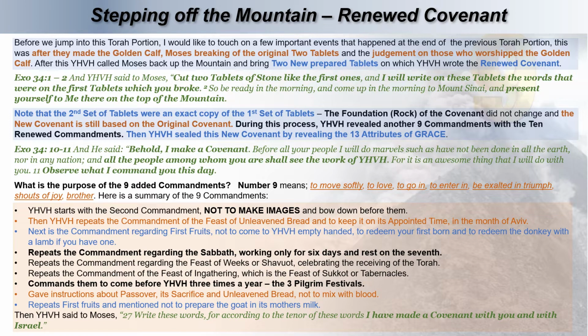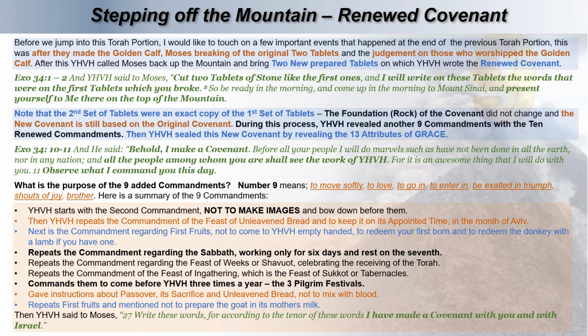Exodus 34 verse 1 says, "And Yahweh said unto Moshe, Cut 2 tablets of stone like the first ones, and I will write on these tablets the words that were on the first tablets which you broke. So be ready in the morning, and come up in the morning to Mount Sinai, and present yourself to me on top of the mountain."